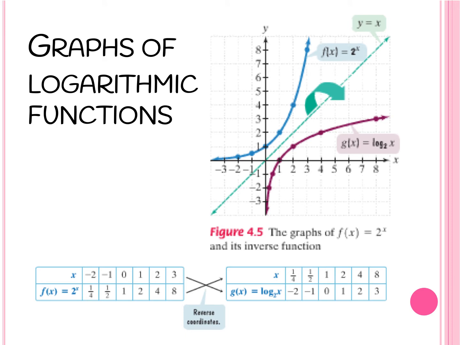So graphs of our logarithmic functions are inverses of our exponential functions. Here this blue graph looks like the graphs that we did yesterday. This is our exponential function, 2 to the power of x. The pink graph here is log base 2 of x, and it's the inverse of it. When things are inverses of each other, we know from chapter 2 that we take the x and make it a y, and take the y's and make it your x. So we're just flipping the x and y values here.